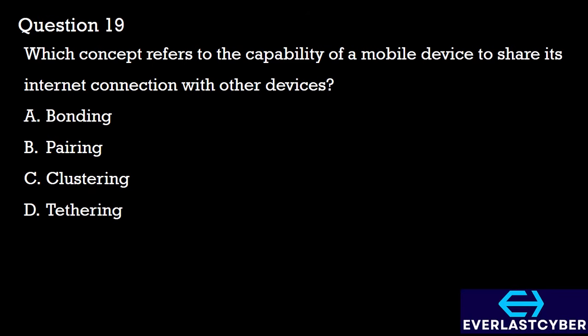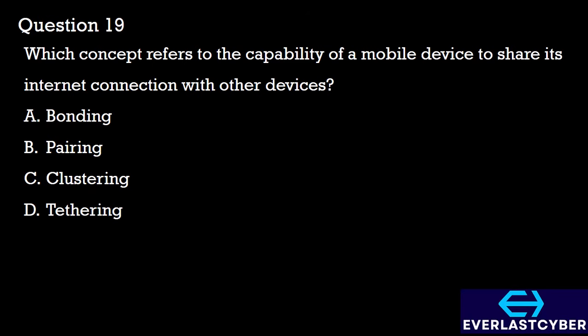Bonding refers to combining multiple network connections to increase bandwidth, so it is not related to sharing a mobile device internet connection. Pairing is a process of connecting two Bluetooth devices, but it is not related to sharing an internet connection. Clustering generally refers to connecting multiple computers or servers to work together as a single system. However, it's not about sharing an internet connection with a mobile device.